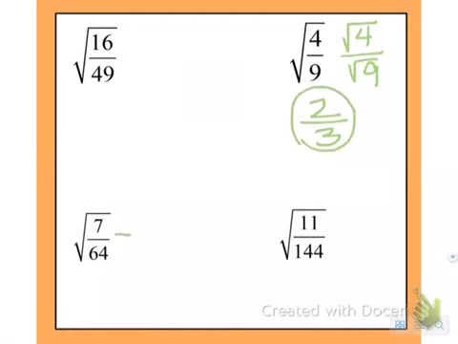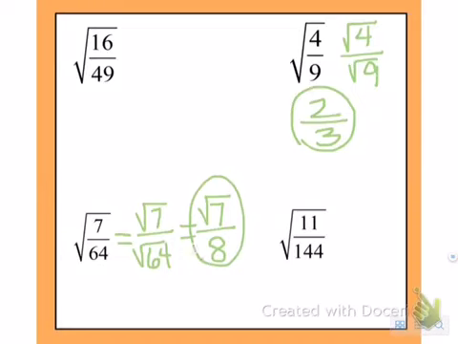Here's another example. Let's break this down using the quotient property. The square root of 7 over 64 is the same thing as the square root of 7 over the square root of 64. I don't know the square root of 7, nor can it be simplified, so let's just leave it the square root of 7. And the square root of 64 is equal to 8. So if I simplify the square root of 7 over 64, that would be the square root of 7 over 8.